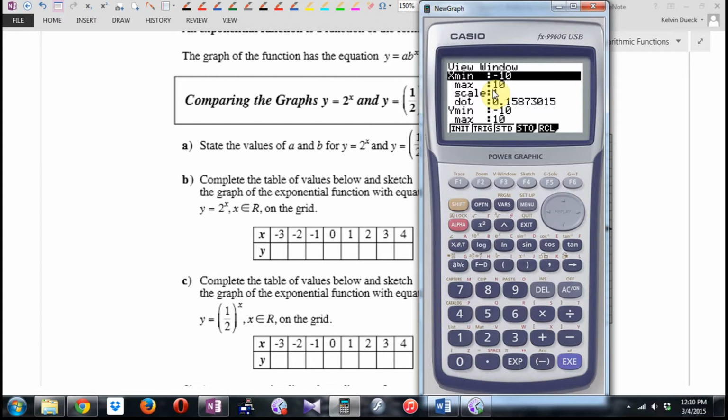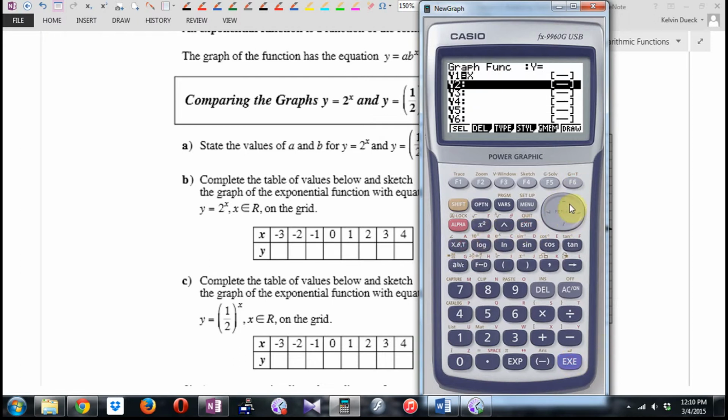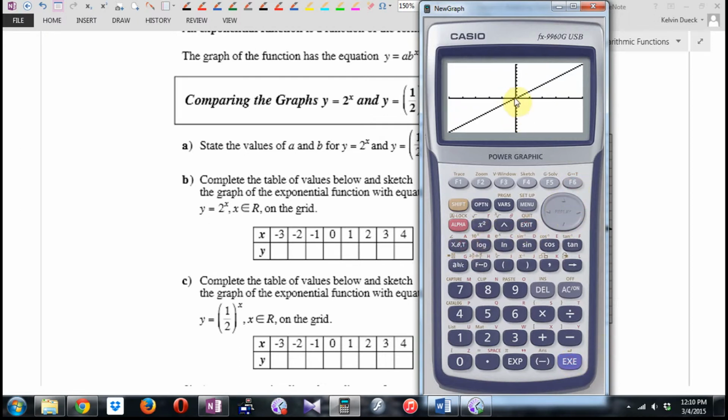Scale is what you want each hash mark to be. If I wanted to, just look up to show you what it looks like. I could go up with a scale of 2, and if I show you that screen, oh, it won't let me do anything. I'll just graph something. If I show you that screen, you can see it goes up 2, 4, 6, 8, 10. You can change the scale to whatever you want, but I'm going to go View Window Standard.